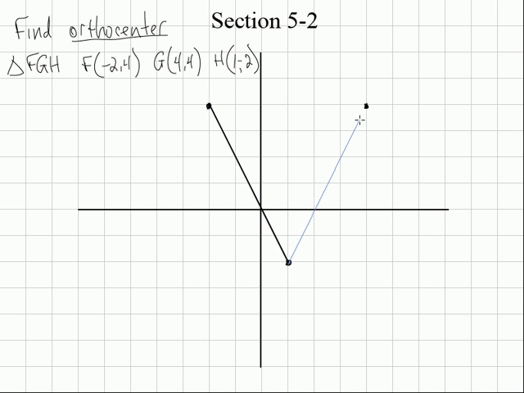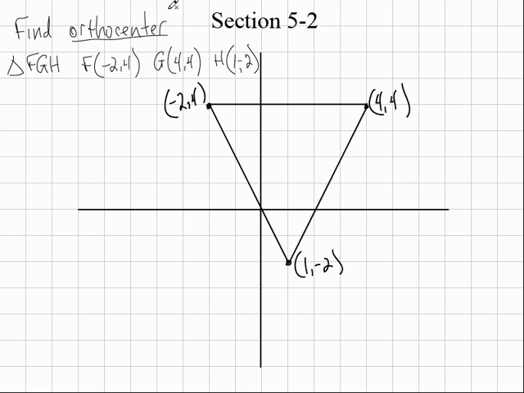Right there. Right there. And then right there. All right. So far, so good, right? Let's put those points in here, though, just so we can see them. That's -2, 4. That's 4, 4. And this is 1, -2. And we want to find the orthocenter.